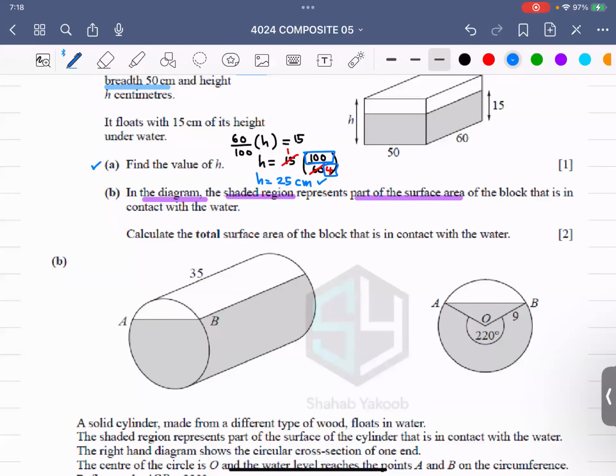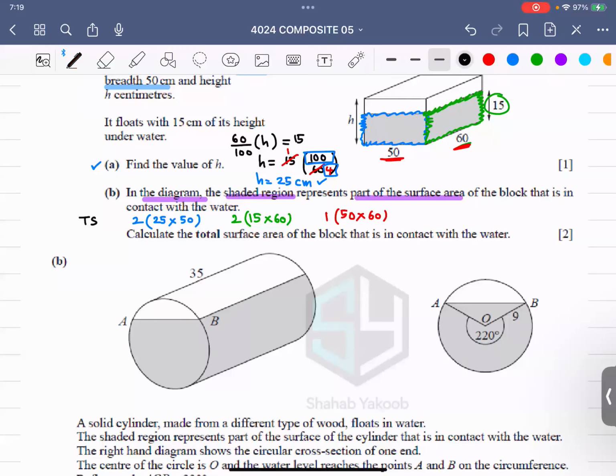The first face is this one. This is h and 50. Let me write this. So this is h into 50, that's 25 into 50, multiplying by 2. There are 2 faces. Then there is this green shaded region that is in contact with water. This one is 15 times 60, and this is 15 times 60. Again, there are 2 faces. And then there is the base area, that is 50 into 60. There is only one surface because it's only the bottom.